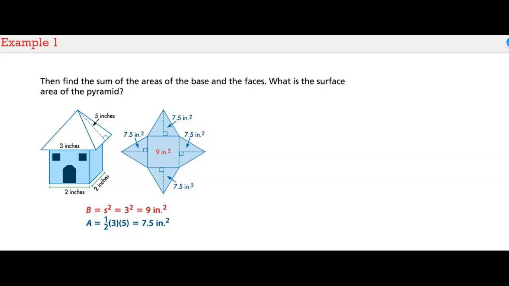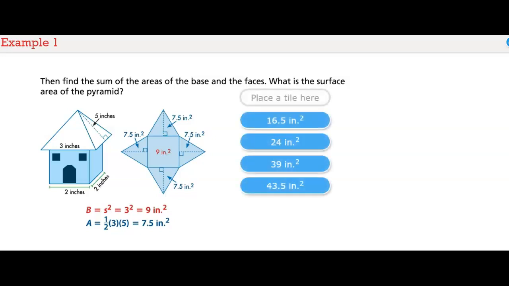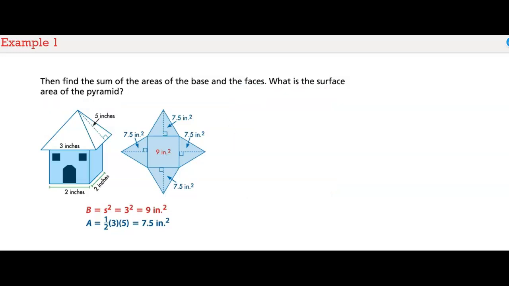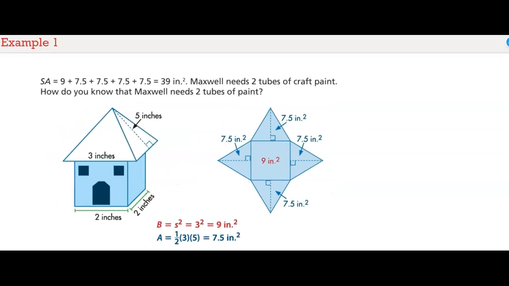What is the surface area of the pyramid? Select your answer. SA equals 9 plus 7 and 5/10 plus 7 and 5/10 plus 7 and 5/10 plus 7 and 5/10 equals 39 square inches. Maxwell needs 2 tubes of craft paint.